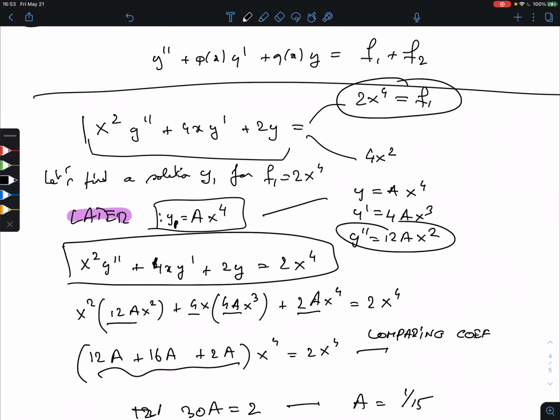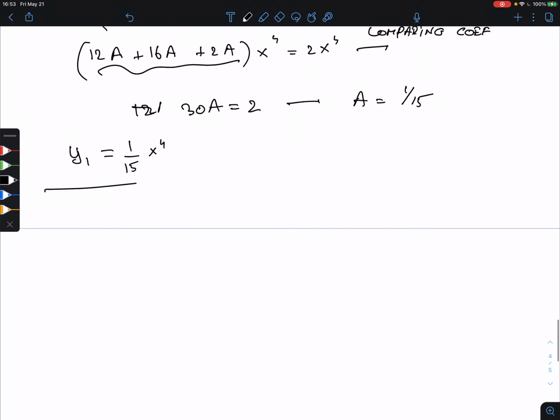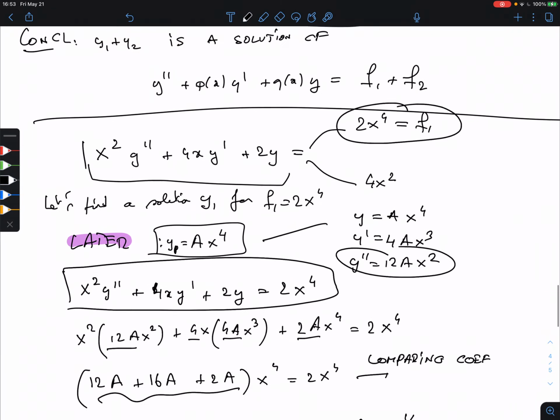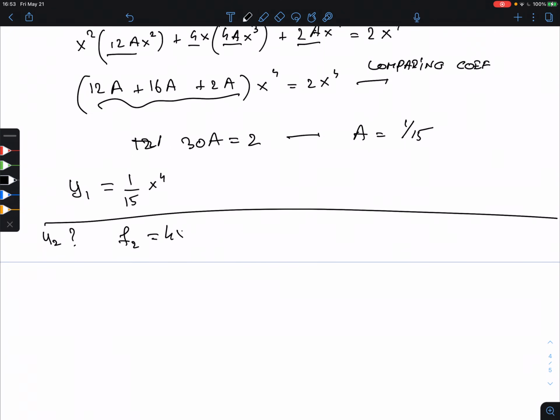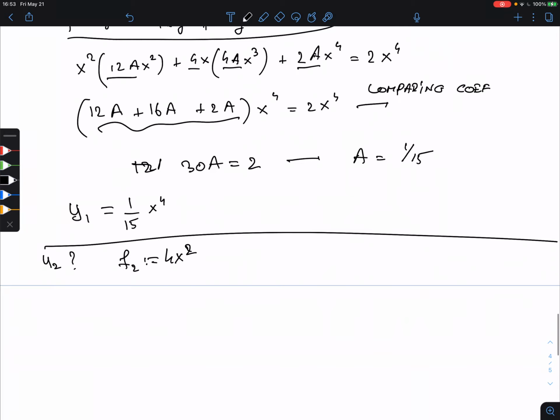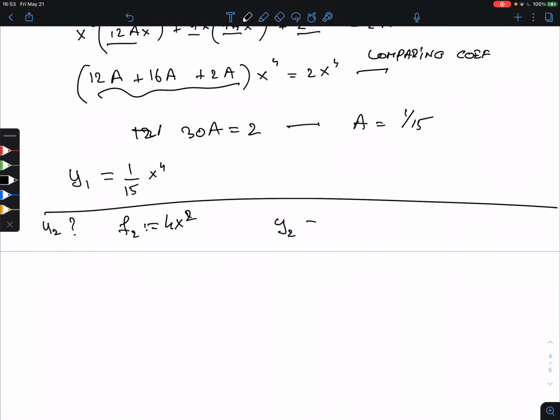And for the other one, same principle. So for y2, so now f2, instead of 2x to the fourth, it was, what did I say it was? 4x squared. So for this one, we do the same thing. So we have done all the calculations, right? So no, we don't. So now I'm saying that y2 is of the form, not a fourth power, but a square.